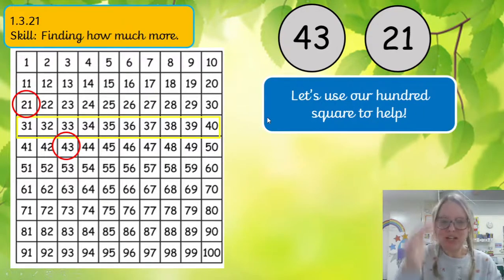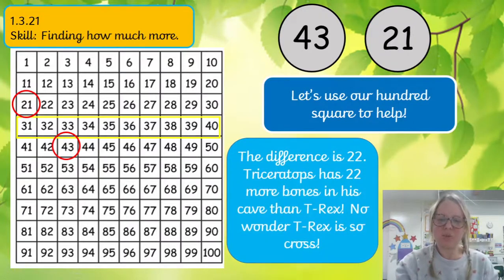We can put that 10 in our head. And we could count on from here. Look, 10, 11, 12, 13, 14, 15, 16, 17, 18, 19. Keep that 19 in your head. And then we've got these here to count. 20, 21, 22. The difference is 22. Triceratops has 22 more bones in his cave than T-Rex. No wonder T-Rex is so cross.